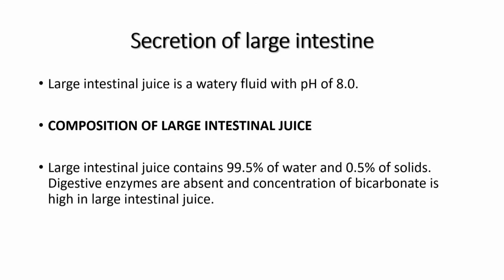Secretion of large intestine. Large intestinal juice is a watery fluid with pH of 8.0. Composition of large intestinal juice. Large intestinal juice contains 99.5% of water and 0.5% of solids. Digestive enzymes are absent and concentration of bicarbonate is high in large intestinal juice.